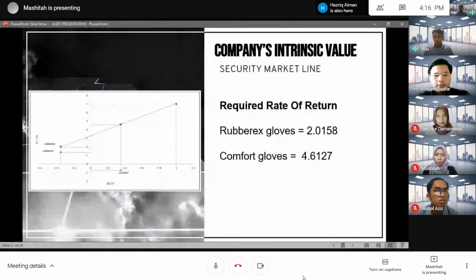Thank you, Haqiem. I'm going to present about the security market line. Referring to the chart, we have drawn a security market line and we have plotted our selected company, Rubberex, with the competitor, which is Comfort Gloves.